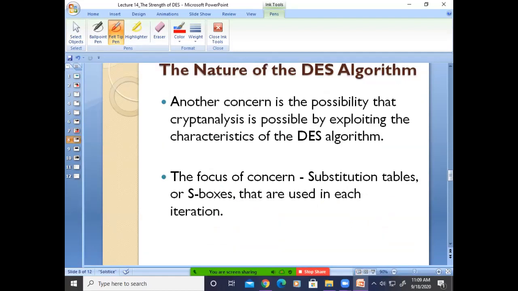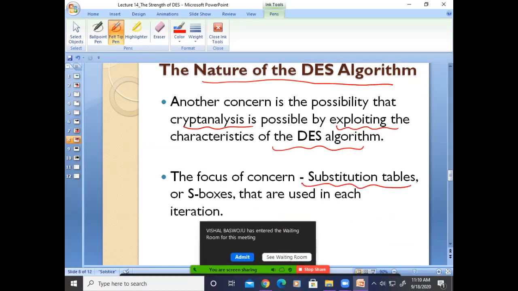Next one is the nature of the DES algorithm. We have seen that cryptanalysis is possible. Cryptanalysis means using some algorithm or some technique to decrypt the ciphertext. If we exploit the characteristics of the DES algorithm, it is possible to attack the DES algorithm only by exploiting those characteristics.